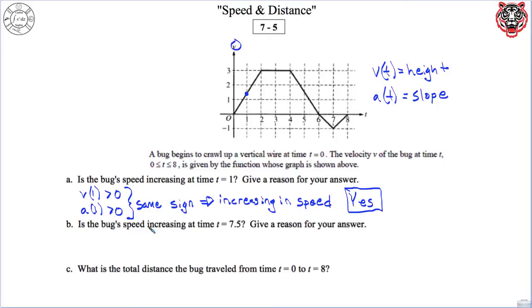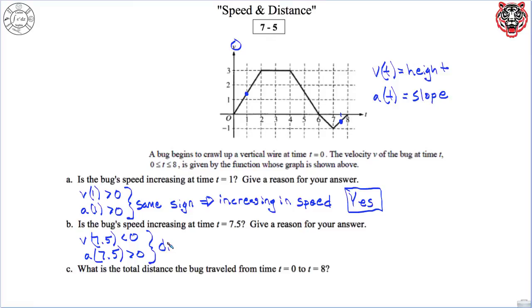All right, so is it increasing at 7.5? So again, we're doing the same thing. We need to look at the velocity at 7.5, and we need to look at the acceleration at 7.5. So at 7.5, that's right here. So I'm looking at this point right here. So the velocity, the height is, sorry, it's not greater than 0. The height is negative. It is less than 0. The slope, however, is greater than 0.